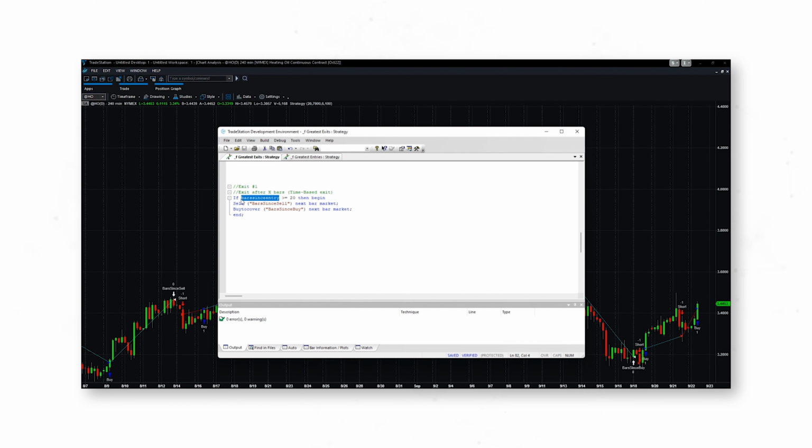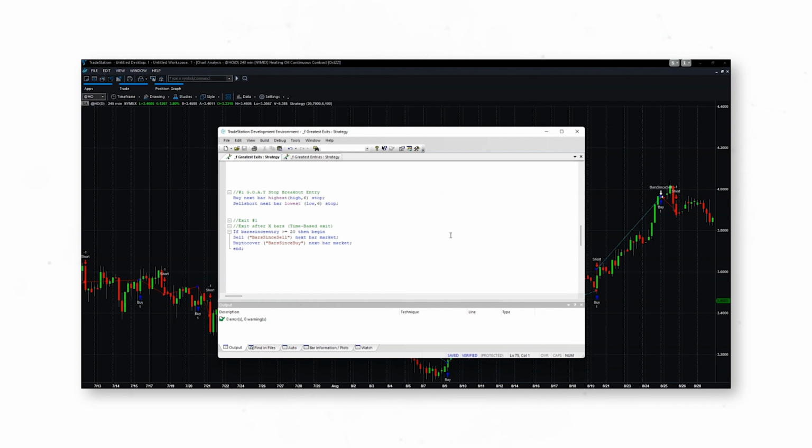Effectively, if your bars since entry is greater or equal to 20, so if you've been in for 20 bars, just get out. If you're long, you sell next bar at market. If you're short, you buy to cover next bar at market. In fact, we can even clean this up a bit and make this one simple line of code.